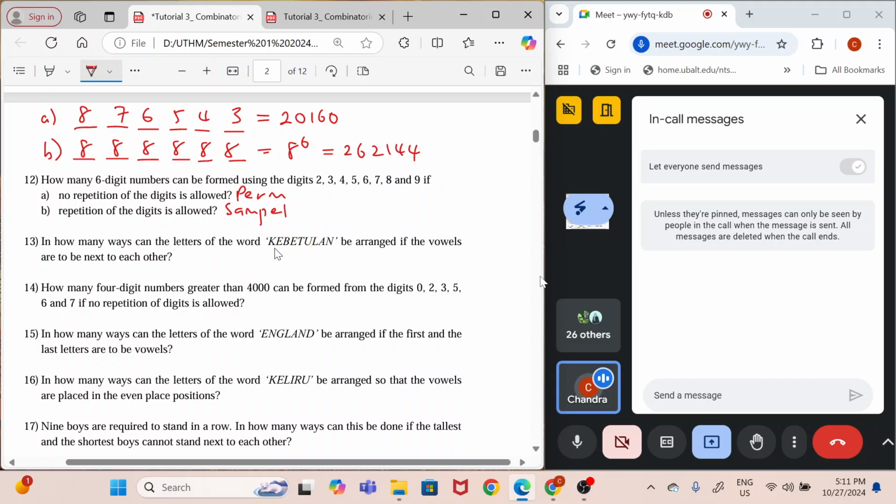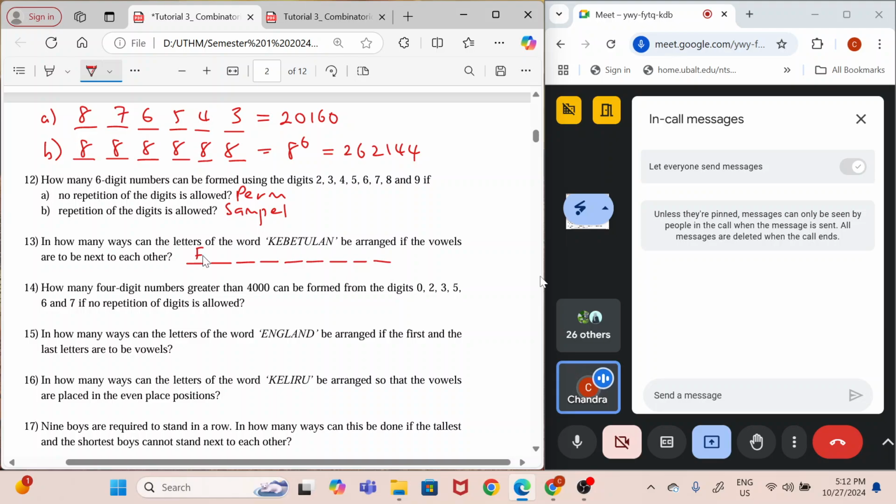So I'm going to arrange now. How many letters are there? 1, 2, 3, 4, 5, 6, 7, 8, 9. Now the vowels are next to each other. So when we arrange, we have to make sure the whole vowels are moving together, one gang.